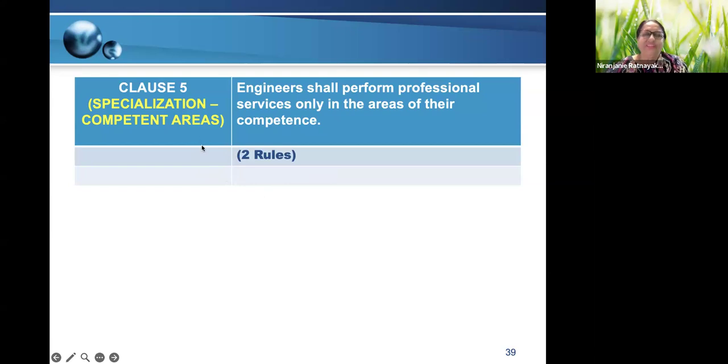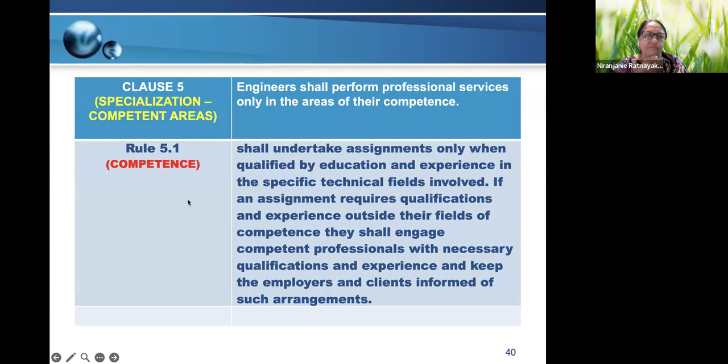Yes, please. Okay, thanks. So clause 5 is specialization only in competent areas. Engineers shall perform professional services only in the areas of their competence. There are only two rules here, I think. Shall undertake assignments only when qualified by education and experience in the specific technical fields involved. If an assignment requires qualifications and experience outside their fields of competence, they shall engage competent professionals with necessary qualifications and experience and keep the employers and clients informed of such arrangements.